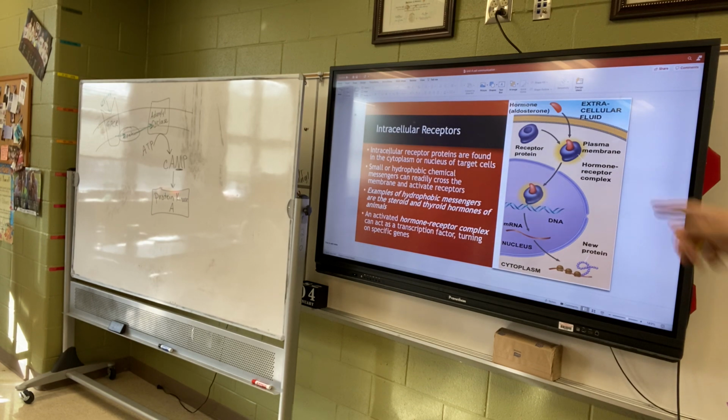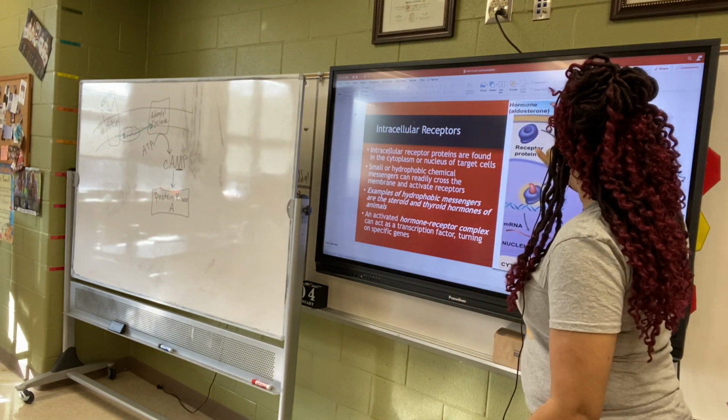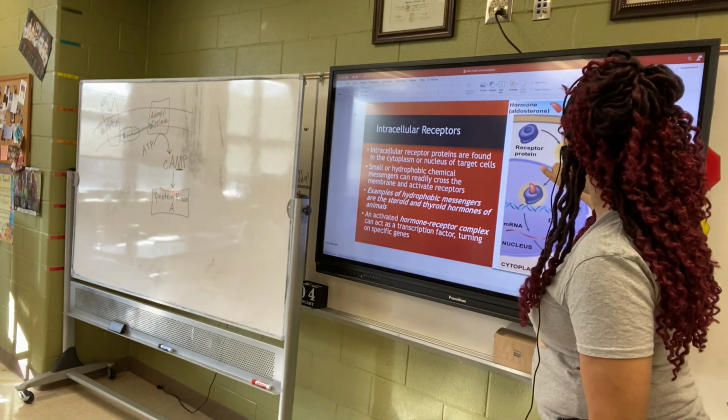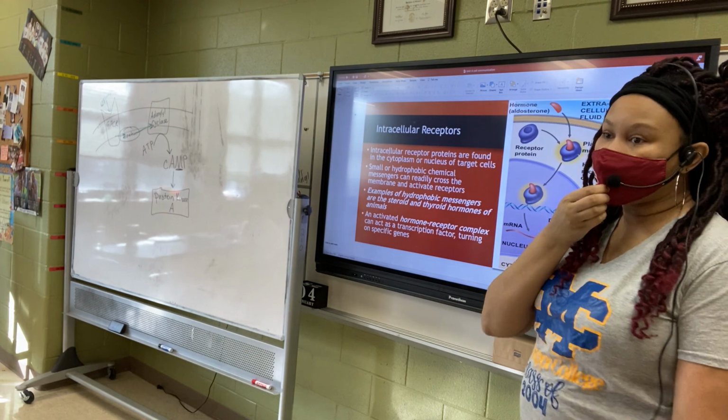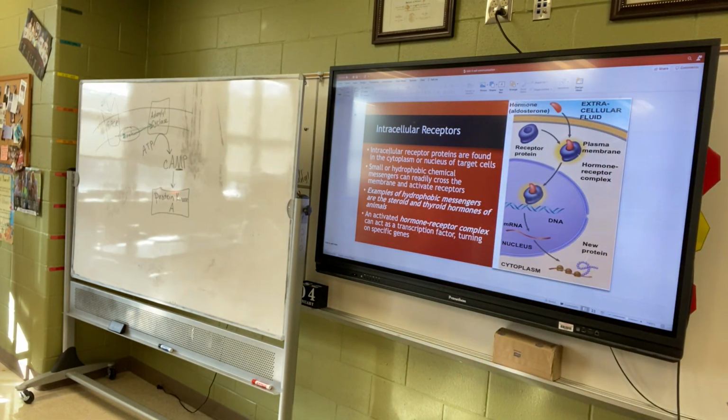Once the ligand binds to the receptor, the entire complex of ligand and receptor serves as a transcription factor. And what transcription factors do is they turn genes on and off. So intracellular receptors more often than not are going to act in the nucleus. That transcription factor is going to cross the nuclear membrane, go to the DNA molecule, and determine which genes are going to be turned on or which genes are going to be turned off for transcription.